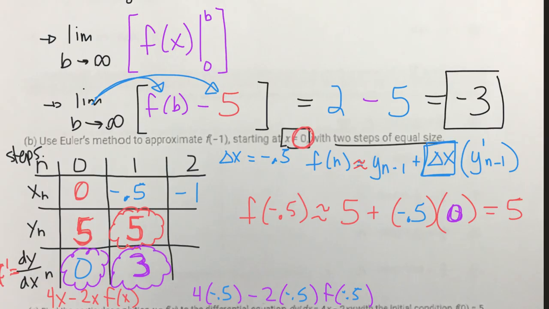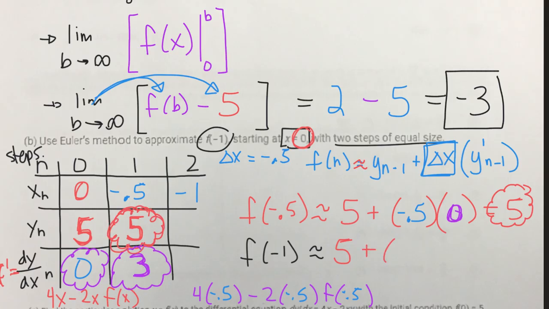So our last thing, this is what we want. We want to know what is f of negative 1, right? That's what we want. So we're going to be done after we find f of negative 1. So our previous y value was 5, right? That's the thing that we calculated right here. It also showed up right here. Plus our delta x doesn't change. It's still negative 1/2. But what's our new derivative?